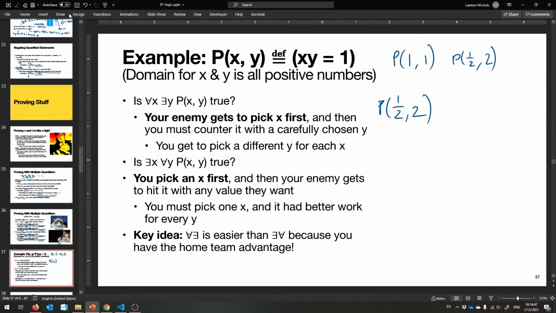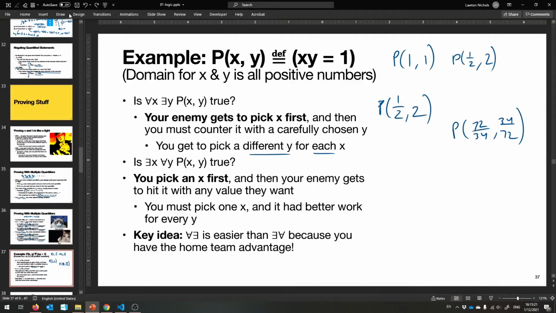No matter what your enemy picks first for X, like, I don't know, 72/34, you can always counter with, yeah, there's totally a Y. There's at least one. It's the reciprocal that makes this predicate true. Ooh, yes. So this is a true statement. You get to pick a different Y, though, for each X because of the order. Your enemy goes first, then you go. Okay? That is the idea, and that's why it's important.